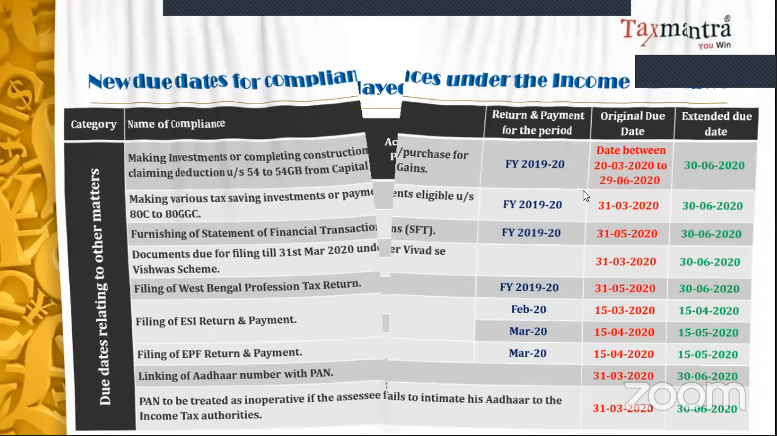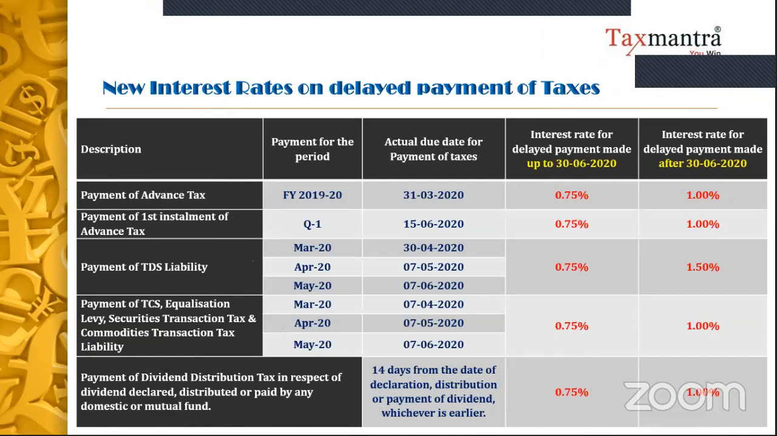Moving into the new sections, the new interest rate on delayed payment of taxes. Any payment of advance tax relating to the financial year 1920, whose actual date was 31st of March 2020, if there is any delayed payment up to 30th of June, the interest rate should be 0.75% instead of 1%. If such advance tax payment is made after 30th of June 2020, then the interest rate should be 1%.